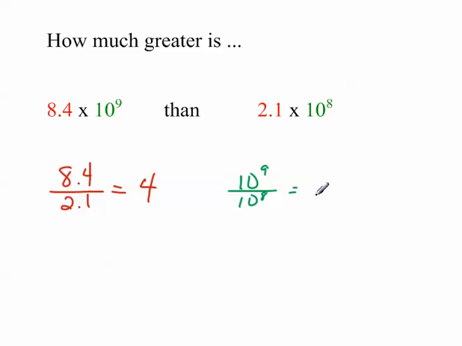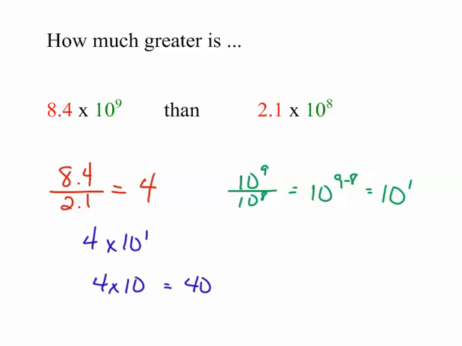And again, our properties of exponents tell us that we will subtract the exponents, in this case 10 to the 9 minus 8, which is 10 to the 1st, or just 10. So then we can take our 4, multiply it by our 10 to the first, and that's the same as 4 times 10, or 40. So we know that 8 4/10 times 10 to the 9th is 40 times larger than 2 and 1/10 times 10 to the 8th.